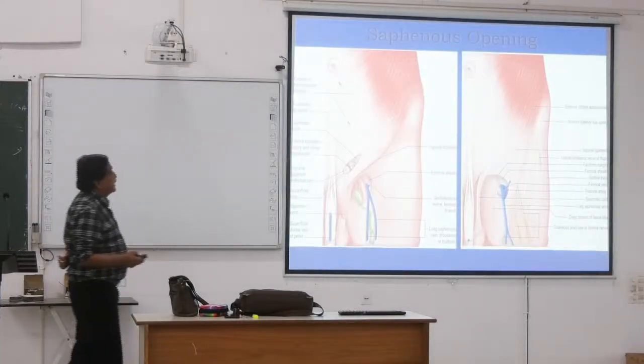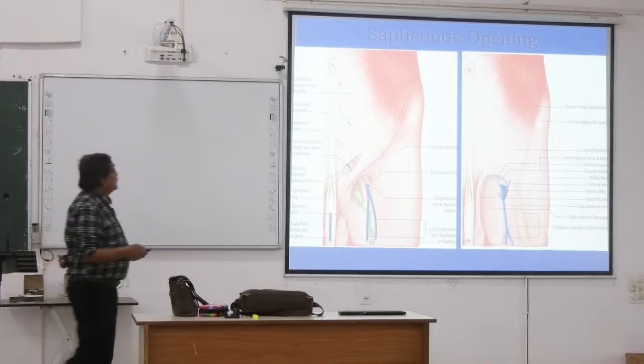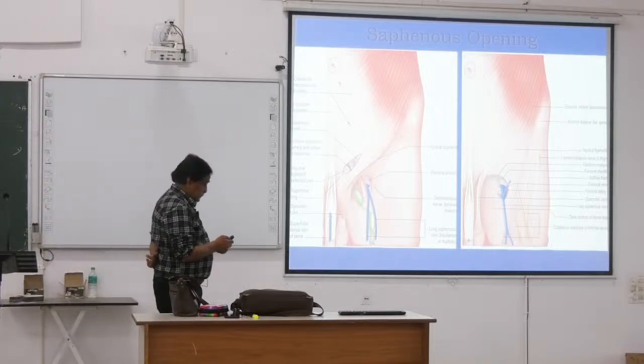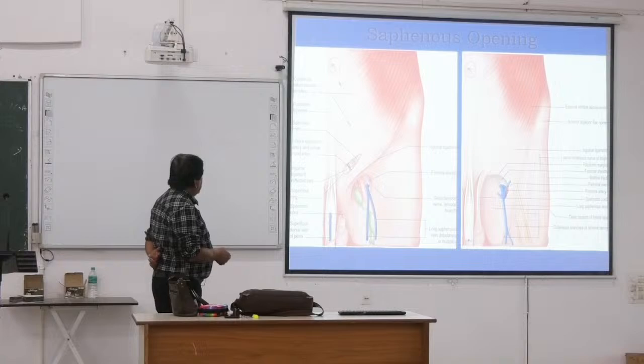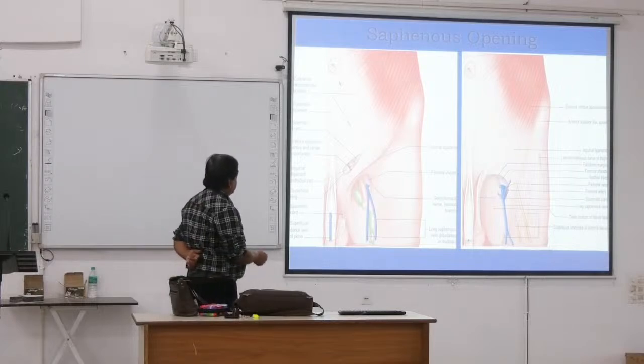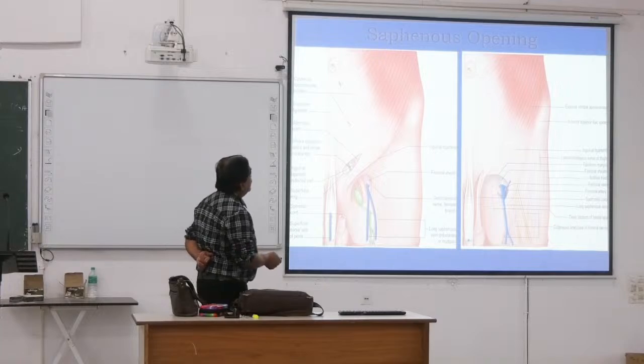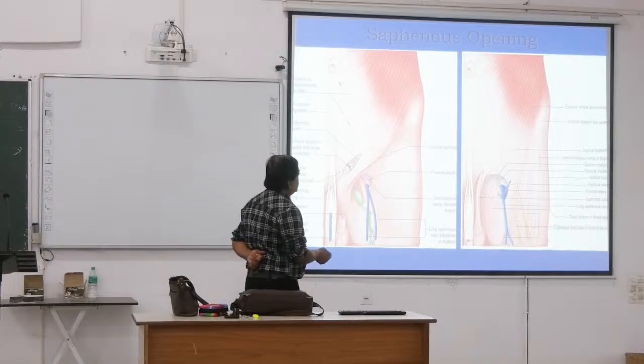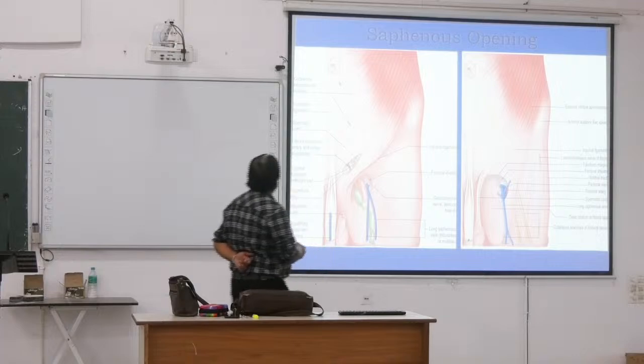Now, the saphenous opening. Now, you see, you note this part. This is the femoral sheath and long saphenous vein with tributaries, multiple tributaries. These are the lymph nodes opening into the, here is the same. Okay.